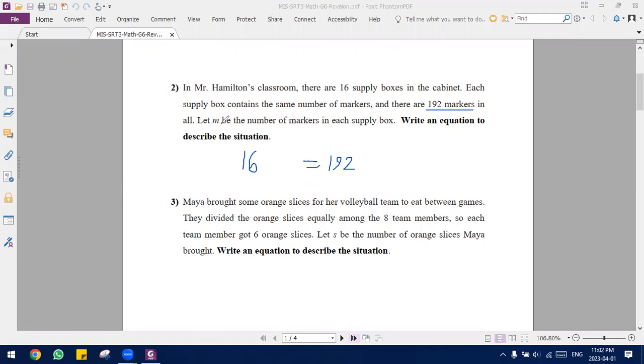We have M. So here we have the word each, okay? When we say each, it means we have equal numbers in each part, so it means it's multiplied. So 16 boxes, in each box, there are M markers. So we multiply it by M. So 16 times M equals 192. If we need to simplify it, you just multiply 16 by M. It will be 16M equal to 192 markers in total.